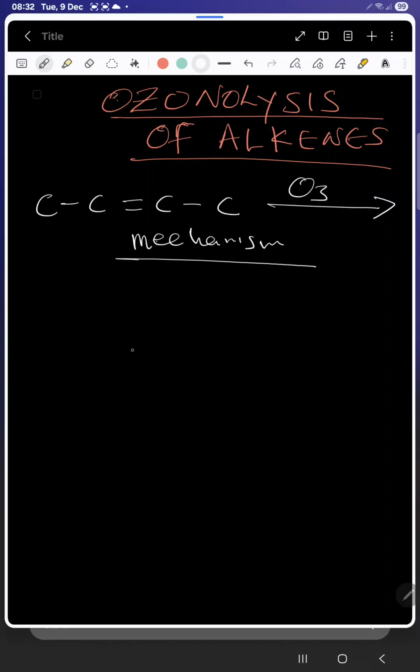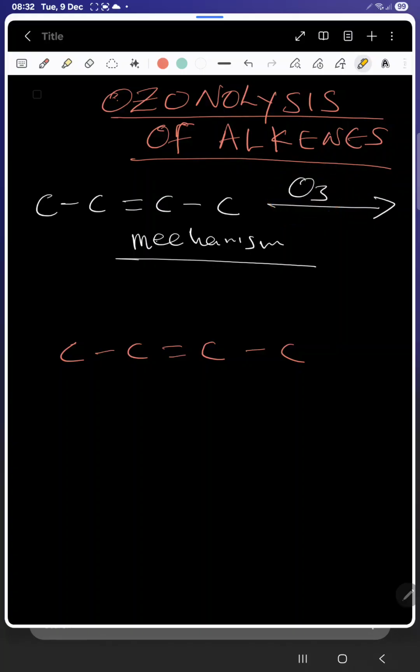So the structure of the alkene here is C double bond C, like that. This is butene, just like I've said in the preamble. And then from here, we are also going to write the structure of ozone. The structure of ozone in this case is this one.